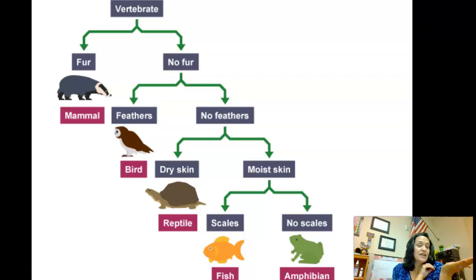So say you have a frog and you don't know you have a frog. Okay, you're like, what is this animal? So you go to the vertebrates and you say, okay, because you think it has a spine. It looks like it would have a spine. So I'm going to look at vertebrates. Does this animal have fur or no fur? It has no fur, right? And then you ask the next question, does it have feathers or no feathers? It has no feathers. Next question, dry skin, moist skin. It has moist skin. And then the next question is, does it have scales? Scales or no scales? Well, it has no scales, so you have an amphibian. A frog is an amphibian here, okay? So that's how you would follow along.